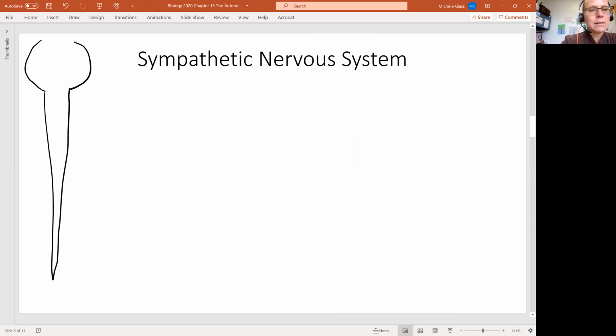Like something like this. And so let's label up here, this is our brain stem, which remember is your midbrain, your pons, and your medulla oblongata. And then I'm going to label the cone part my spinal cord.